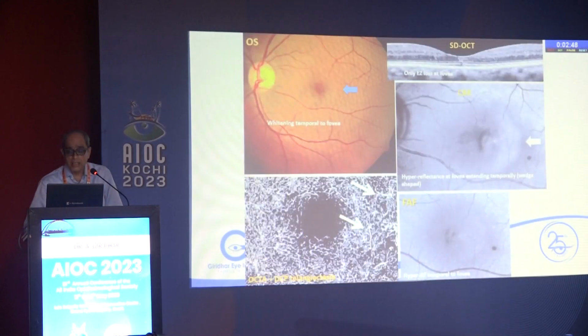Now this is my last case. Now the left eye looks very normal. Right eye classic MacTel. Left eye looks very normal on the photograph. But if you do the OCT, you can see one small area of ellipsoid loss. There are many causes of focal ellipsoid loss in the fovea apart from macular telangiectasia. You understand? Ocular maculopathy, so many conditions are there.